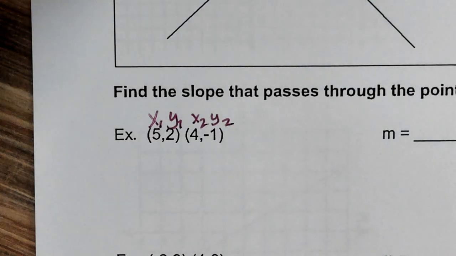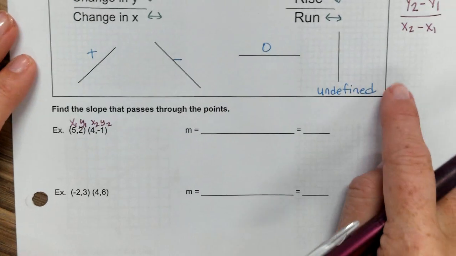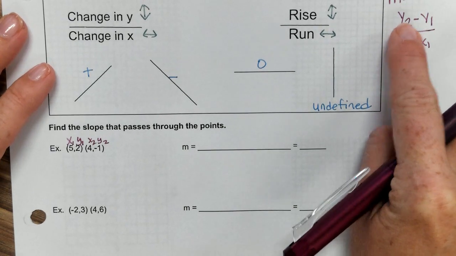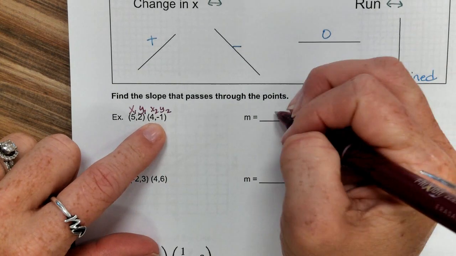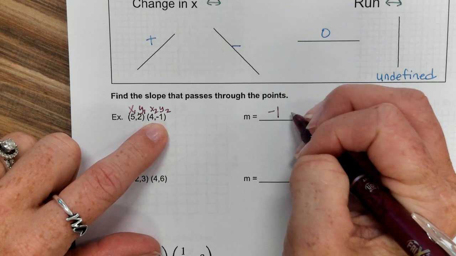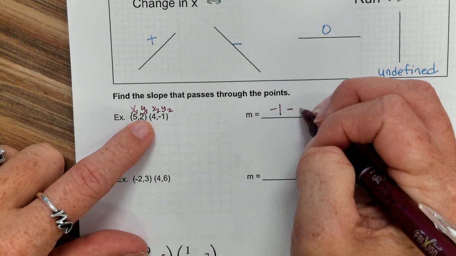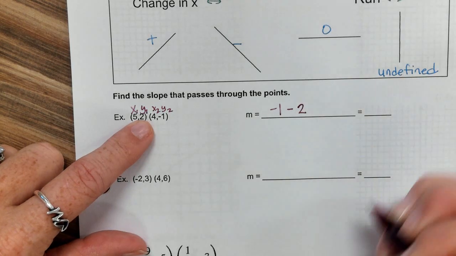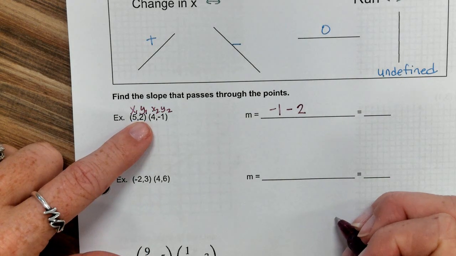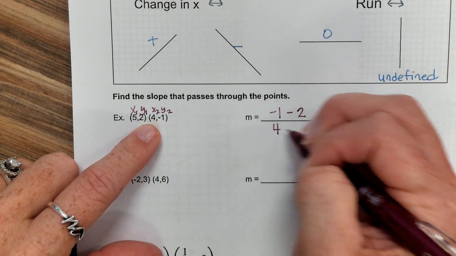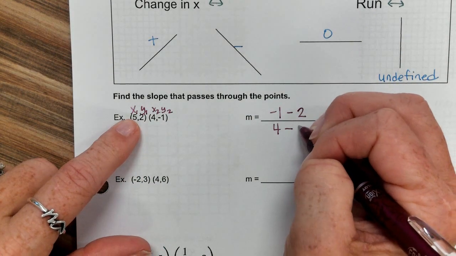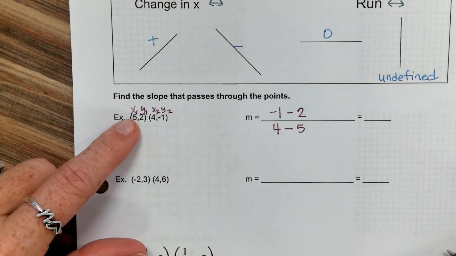And now we're going to follow the formula that we wrote down right here. So we're going to write y2 minus y1. Well, what is y2? Negative 1 minus y1. What's y1? 2, over x2 minus x1. What's x2? 4 minus, what's x1? 5.